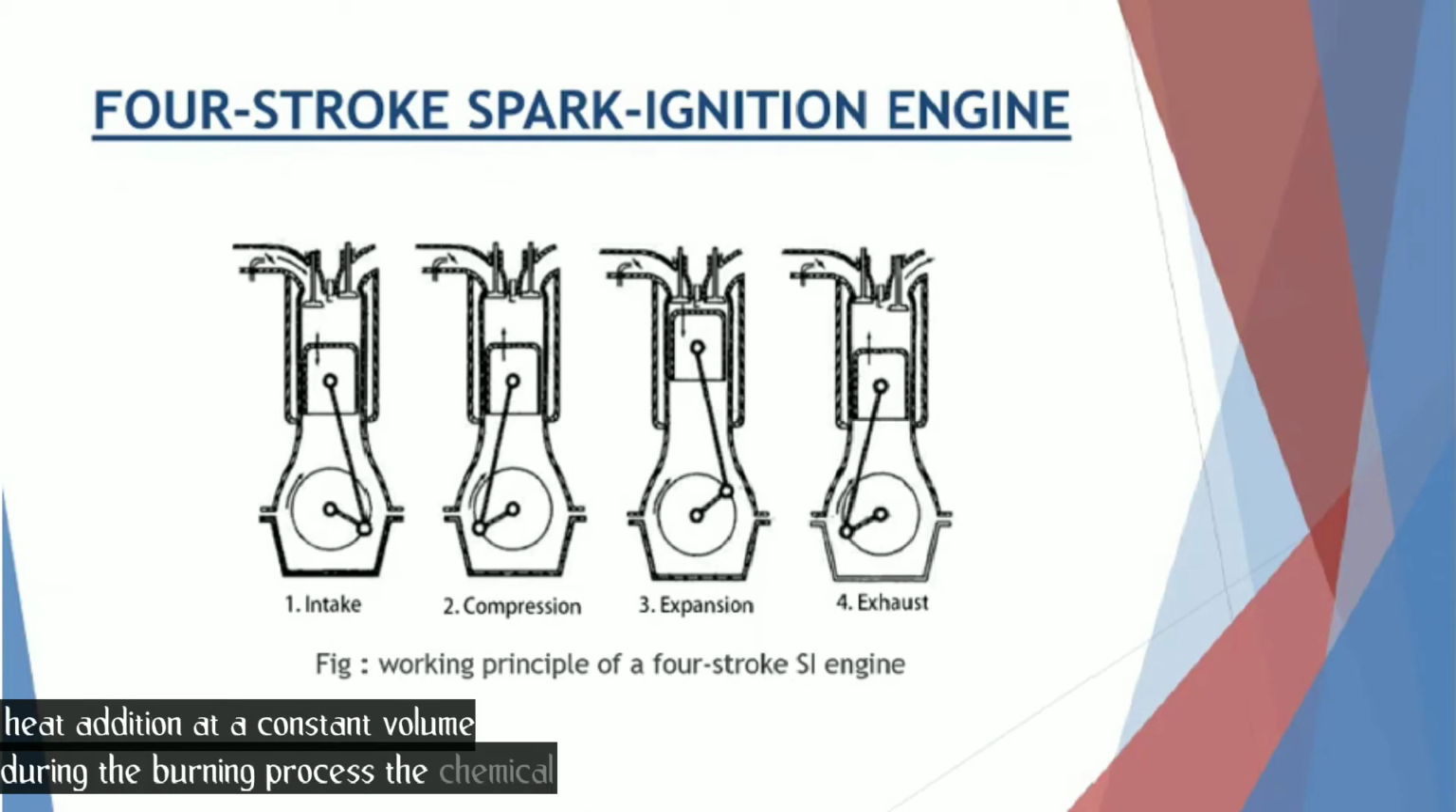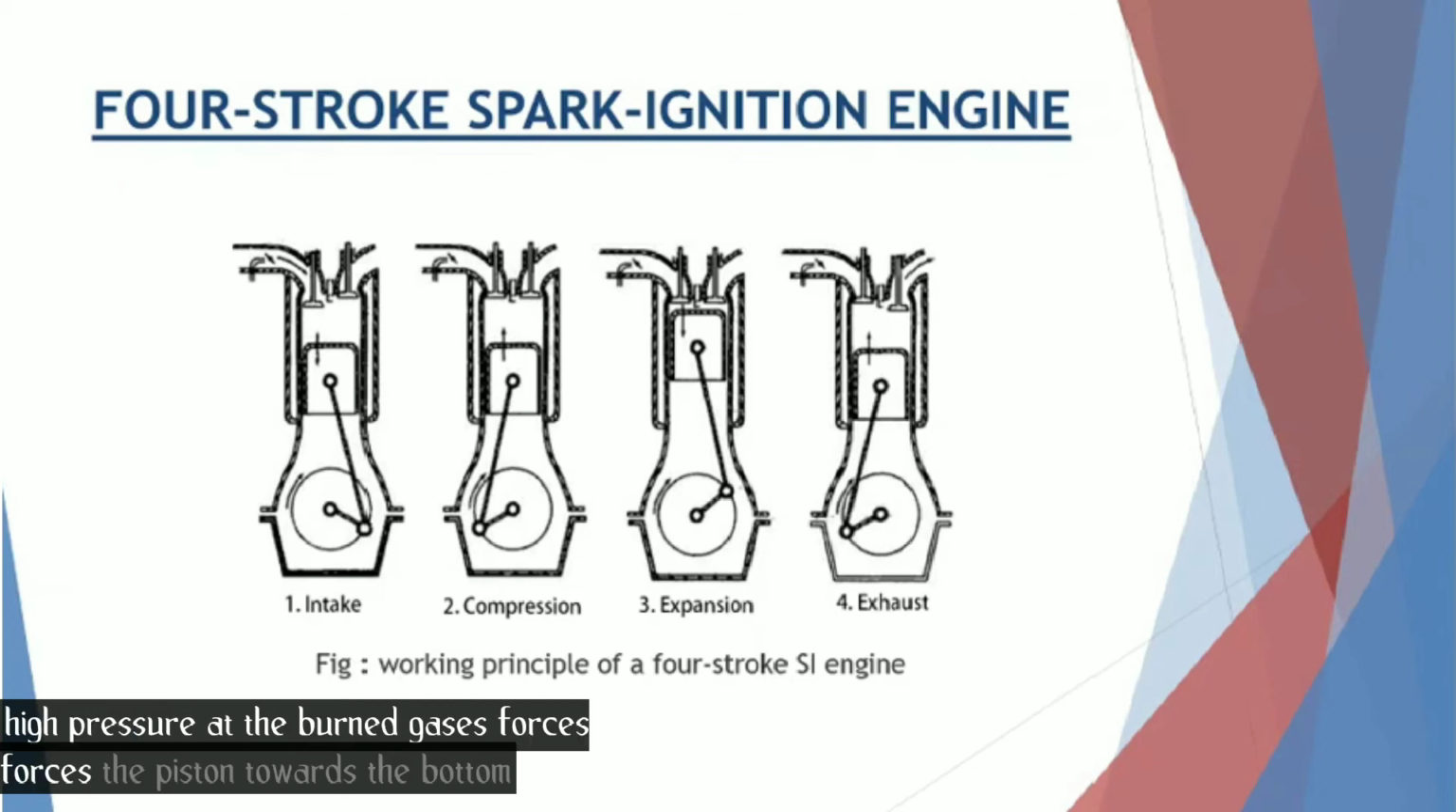During the burning process, the chemical energy of the fuel is converted into heat energy, producing a temperature rise of about 2000 degrees Celsius. The pressure at the end of the combustion process is considerably increased due to the heat release from the fuel. Now the next stroke is the expansion stroke, also called the power stroke. The high pressure of the burned gases forces the piston towards the bottom dead center.